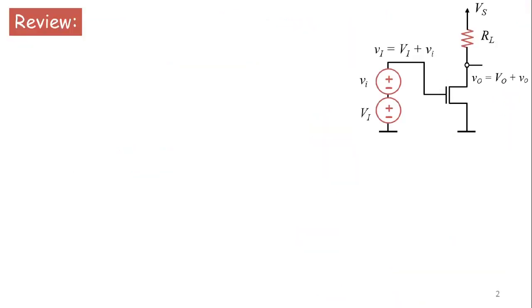So we looked at a couple of things. Here you see our amplifier, and we said that in order to get small signal operation, I'm going to boost my signal by some DC offset, and then I'm going to apply my signal of interest here. So my total input voltage vI would be a sum of the DC offset and the input signal.